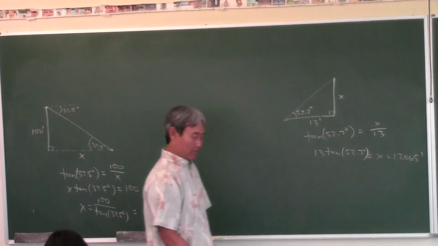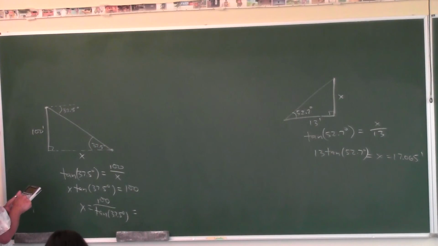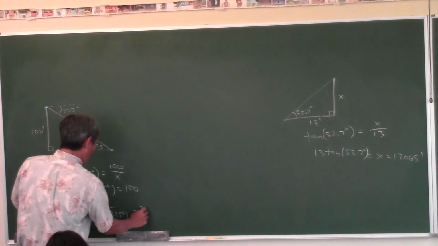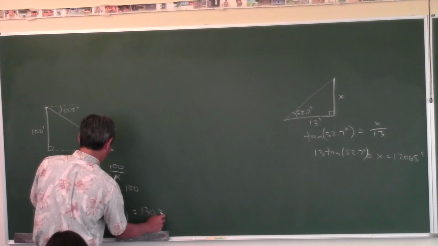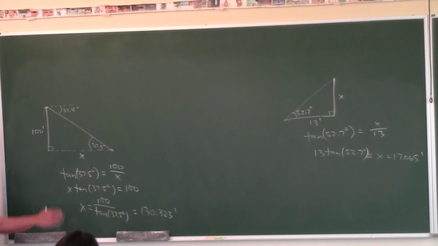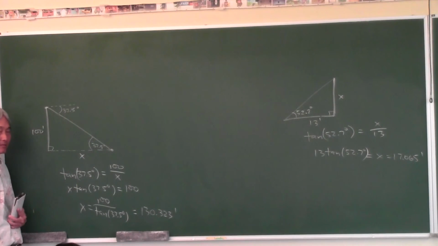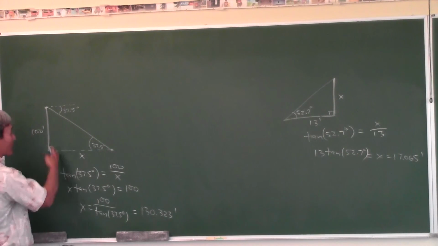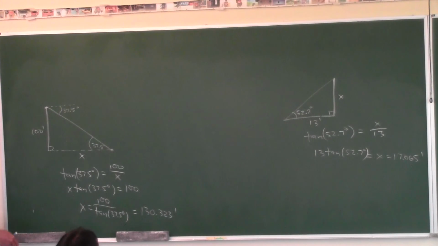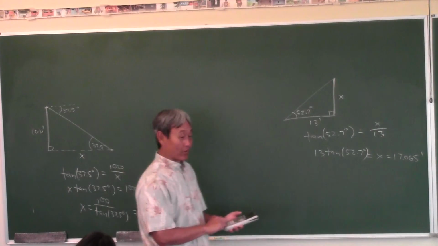Okay, now we go to our calculator and we get 100 divided by tangent of 37.5 degrees. Cool! 130.323 feet. So the boat is 130.323 feet from the base of the cliff. And again, we have to assume certain things. The cliff is exactly vertical. But in real life, it's not going to be exactly vertical. Okay, now those are the easy problems.